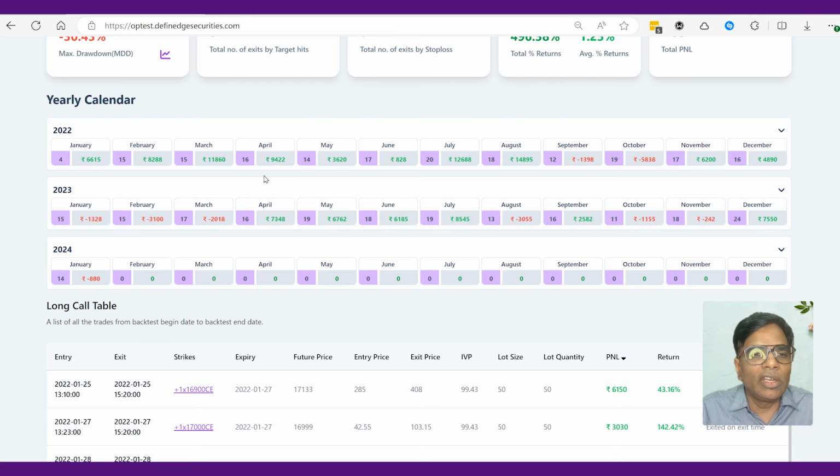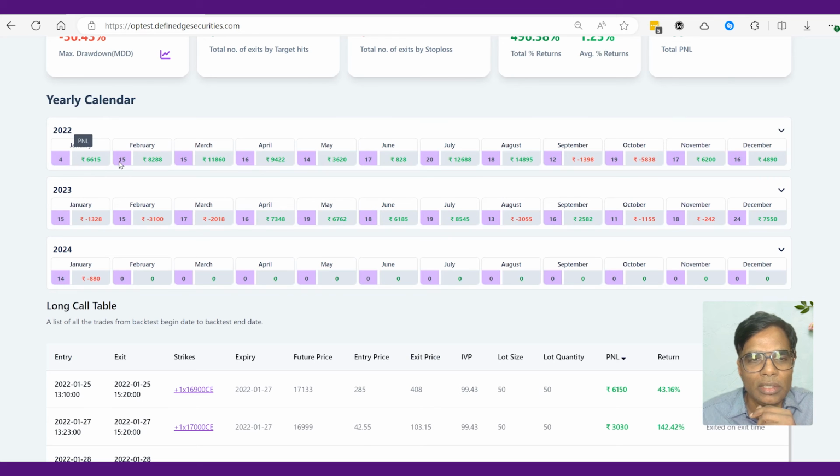And based on that information you might think, okay, how can we avoid these kinds of months? Can we deploy some kind of system that avoids these months when entering trades? Okay, so that kind of breakdown is given, and you see in January of 2022 there were 4 trades and a total PNL of 6615.